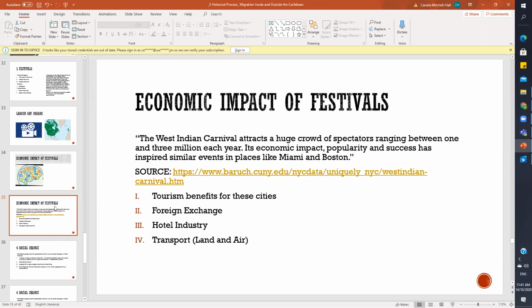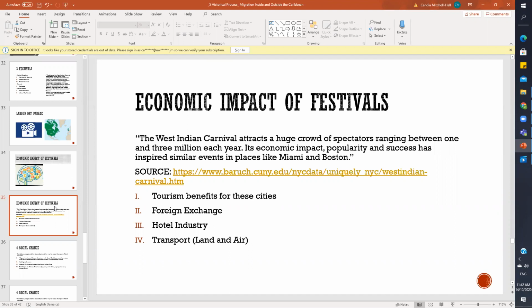Same thing, wherever you live in Canada, as Caribbean people, you're going to find yourself in Toronto for Caribana. Same thing in the UK. You're going to find yourself in Notting Hill for Carnival. So what this carnival has done is that it provided a tourism benefit for the cities in which the carnivals are being held. It provides foreign exchange for those places.